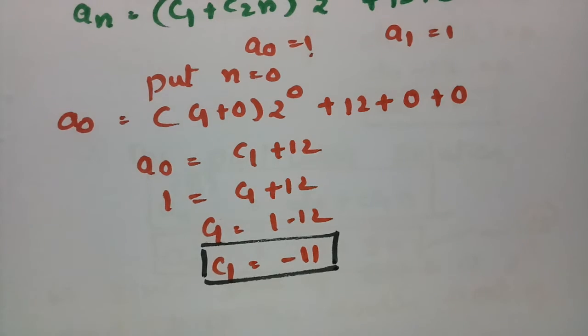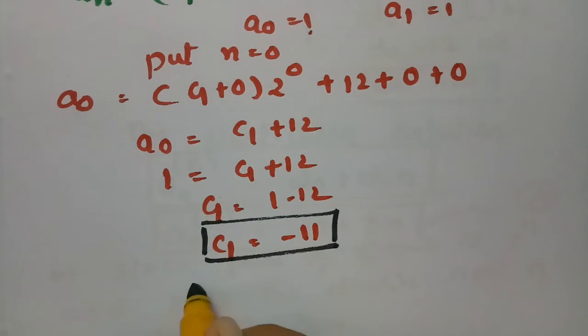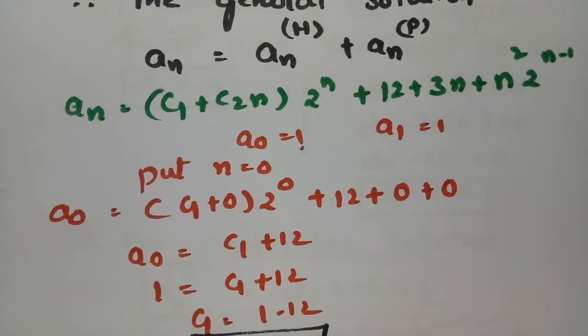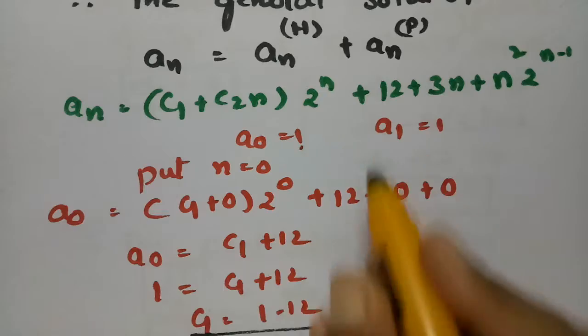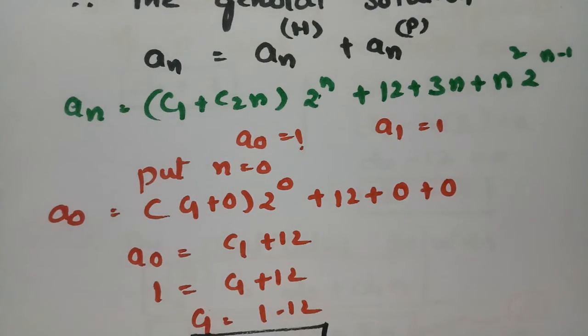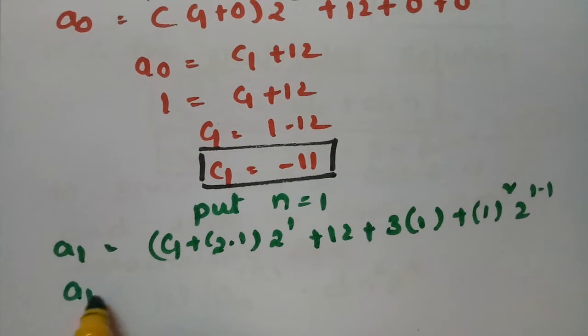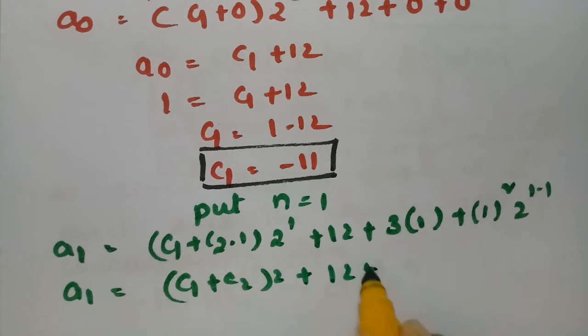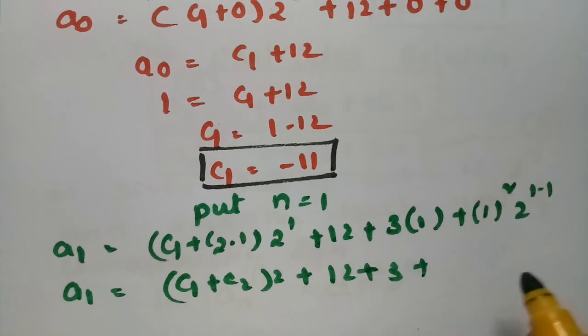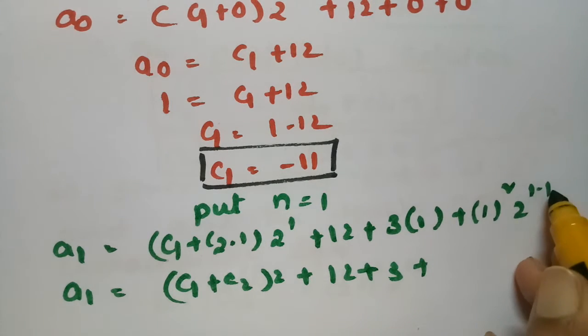And if we put n equal to 1 in this equation, see what happens. This will be A1 is equal to C1 plus C2 into 1 into 2 power 1, plus 12 plus 3 into 1, plus 1 square into 2 power 1 minus 1. So after substituting we got this: C1 plus C2 into 2, plus 12 plus 3, plus anything to the power of 0 is 1.